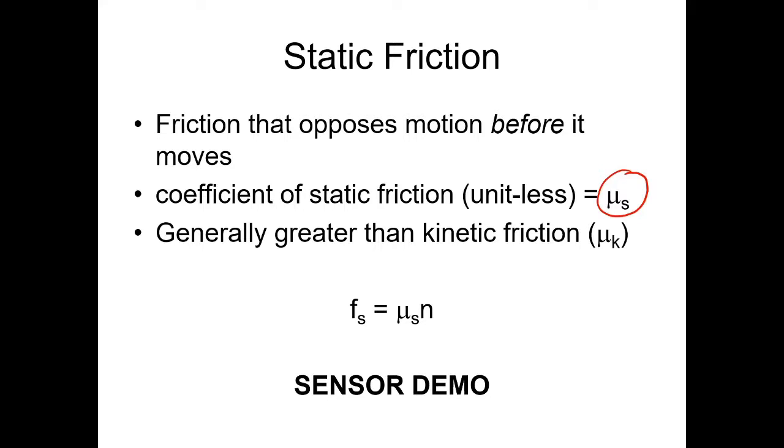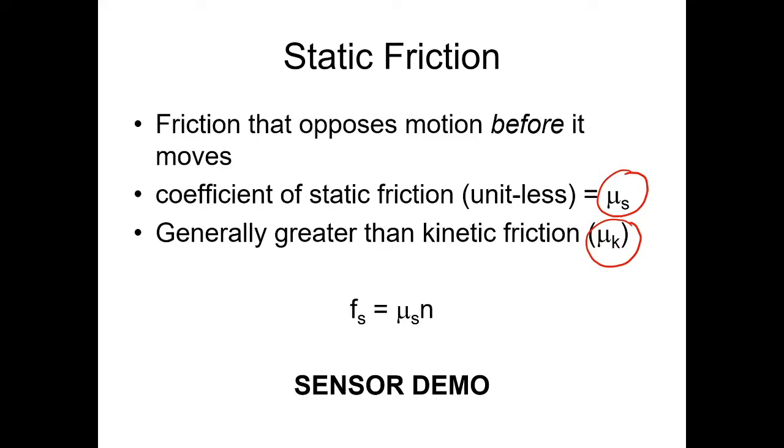Now that's a little Greek letter. It's actually the lowercase Greek letter m, and we call it mu. And generally, static friction is higher. It's greater than what we call kinetic friction. And you can see that for kinetic friction, we use mu k. K for kinetic, S for static.